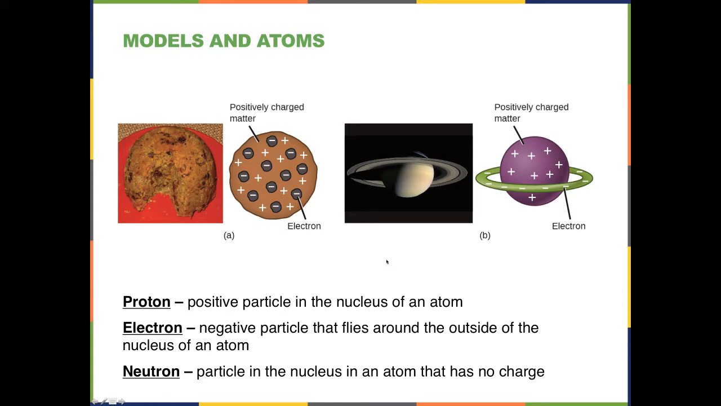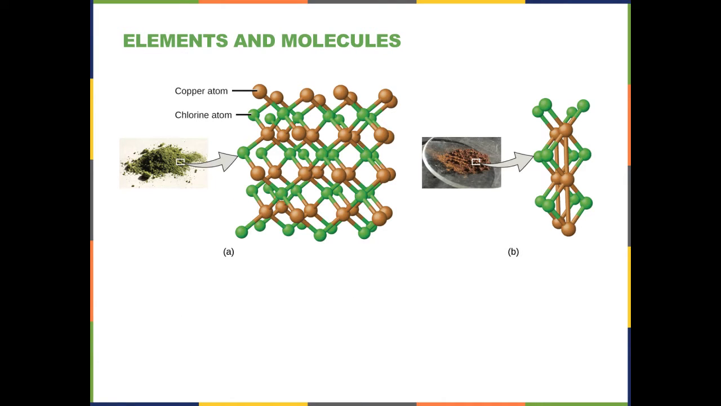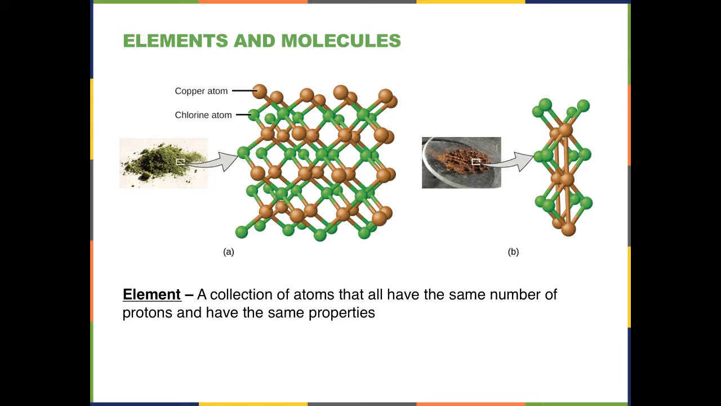Now, atoms make up something called elements. An element is a collection of atoms. All of the atoms in an element have the same number of protons. All the atoms in an element have the same properties. And so, although these two diagrams are not pictures of an element, each of the pieces, here we have copper, that is an element. Here we have chlorine, that is an element. And so an element is a group of atoms clustered together or grouped together, and they have the same number of protons, and because they have the same number of protons, they have the same chemical and physical properties.